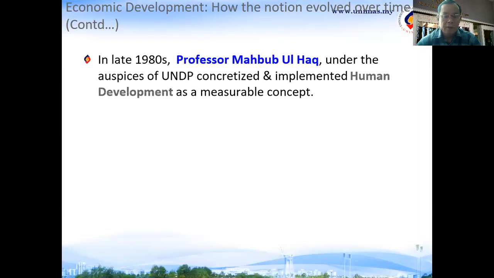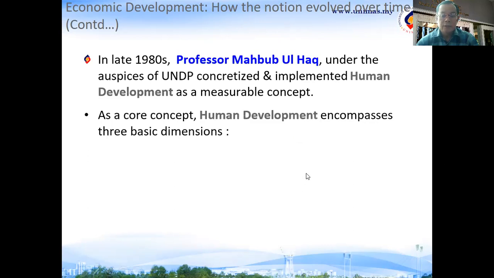And his, more or less his colleague, Professor Mahbub ul Haq, which I talked about last week, also more or less concretized and implemented human development as a measurable concept. In other words, they believe that human development can be measured. Not just measuring how much income there is, but including something else that we have seen last week, in terms of longevity, or how long people can live, lifespan and all that, and in terms of education, and so on.